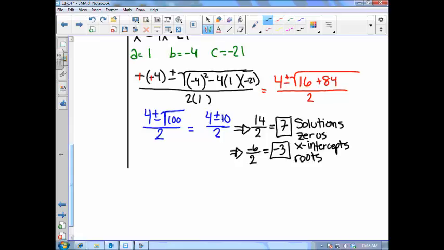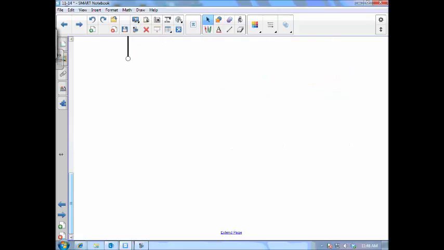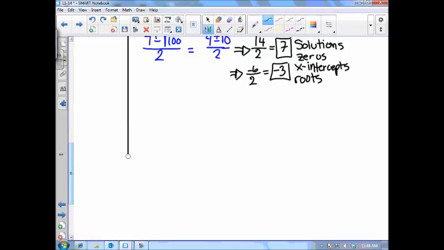Let's see, where is it? Example 2. Here it comes. X squared minus 8x plus 12 equals 0.